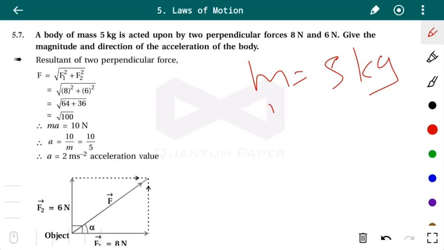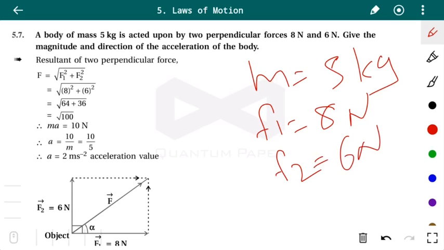Here we are given two forces, F1 is 8 Newton, F2 is 6 Newton. And we need to find the magnitude and direction of acceleration. So clearly we are having force data and we are having mass. We need to find acceleration. So what we need to use is F equals ma.